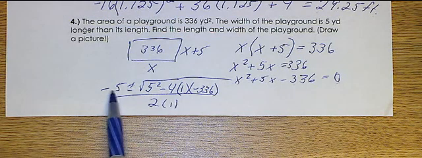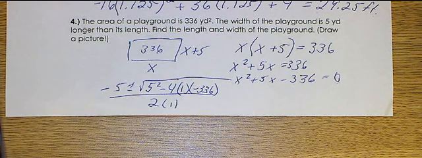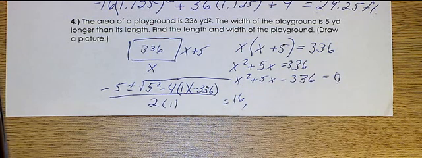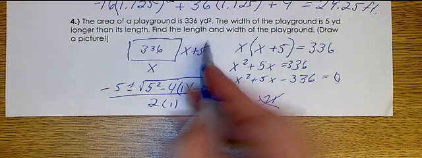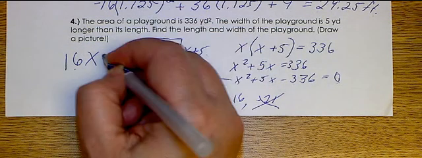So you have a negative 5 plus the square root of 25 minus 4 times 1 times a negative 336, and then divide that by 2. And we get 16. My other number, you do the same thing, but with the minus, divide that by 2, I get a negative 21. Well, a length can never be negative, so it's only 16. So one side is 16, so we have a 16 by 16, and it said to add 5, so 21 is our dimensions.